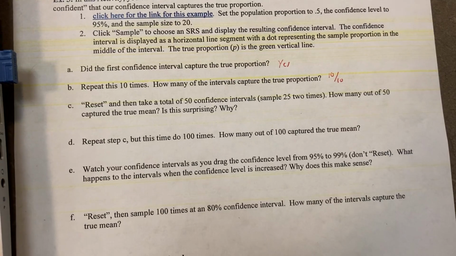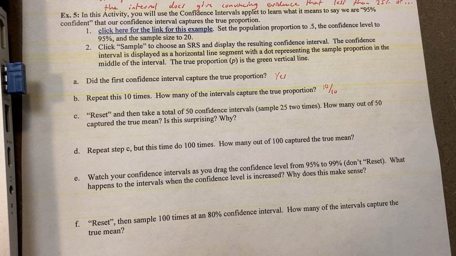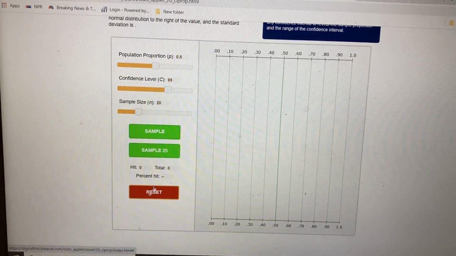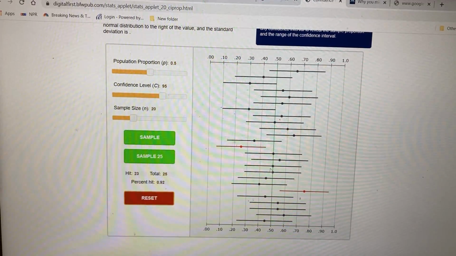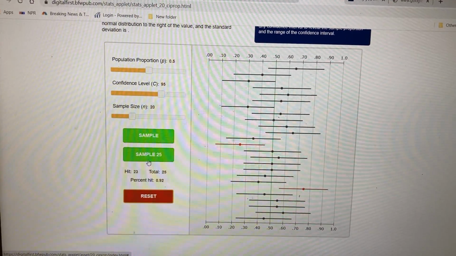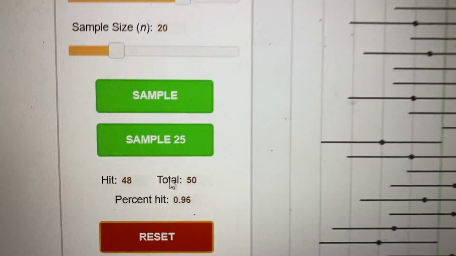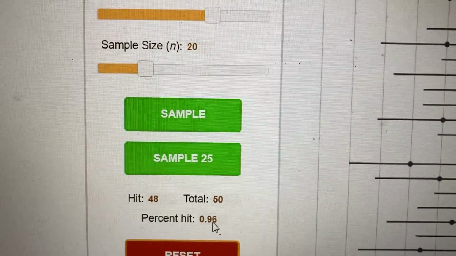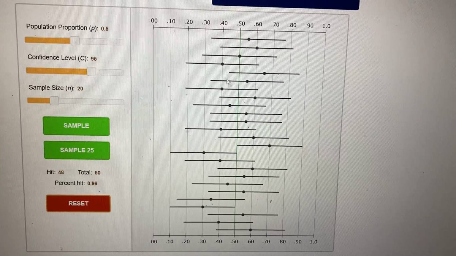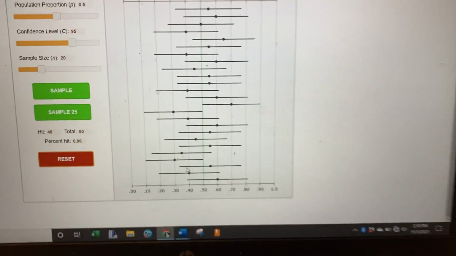Next, reset and then take a total of 50 confidence intervals. How many of the 50 capture the true mean? Let's try it. So let's reset, do sample 25. And look at that, there's just some bad samples right here. It's okay, it happens. Sample number 25. Of the 50 samples that we took, 48 of them hit for a 96% hit rate. In this 25, all of them hit. In the first 25, a couple of them didn't hit.